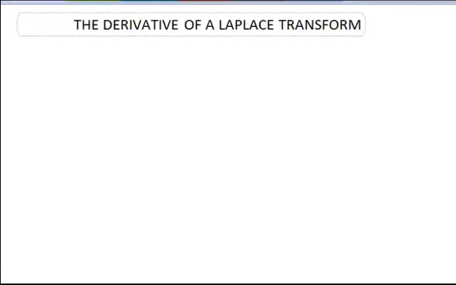In this recording, I will investigate what happens when we differentiate a Laplace transform. Let's suppose that we start with a function, little f of t, and we know its Laplace transform to be capital F of s. I've written that here.